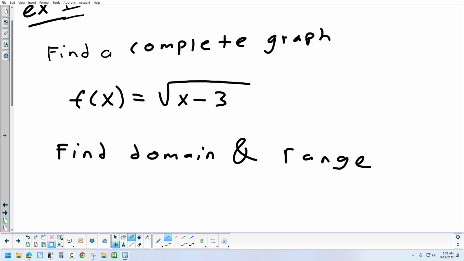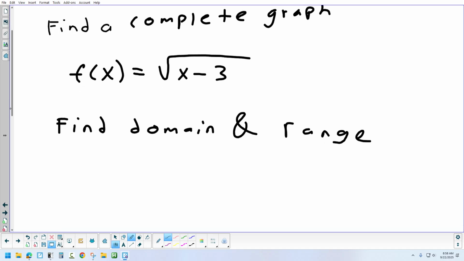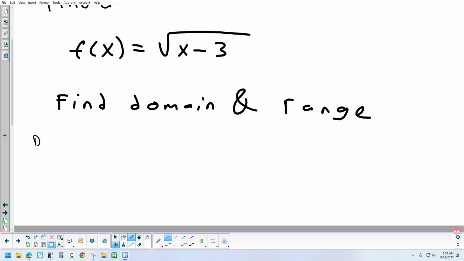If you look at that formula, does that formula have one of the two issues in it that I said we need to be careful about? Which issue does that one have? It's got the square root. Yep. So anytime you've got a square root, that's one thing we have to be careful about. So let's start with the domain. What number or higher does x minus 3 have to be?